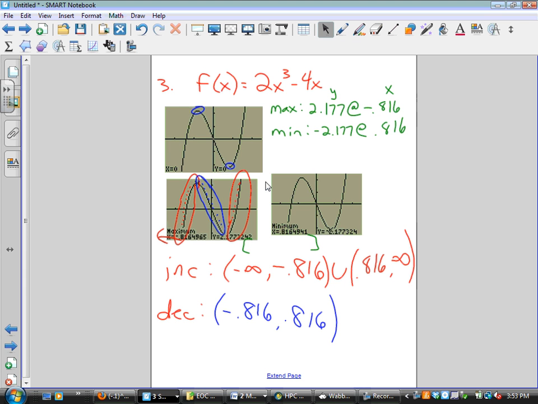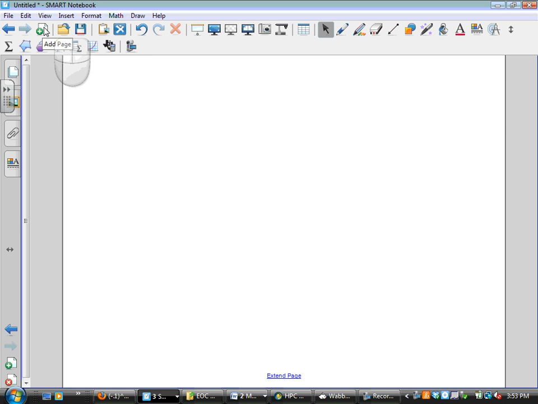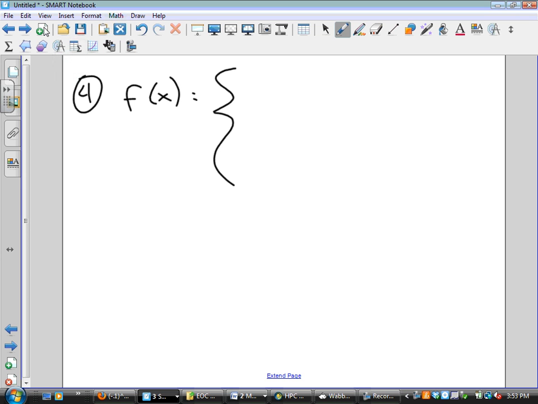Okay, number 4. Number 4 is a piecewise graphing question. And so it's a piecewise function because it's defined differently for different values of x. So when x is less than 3, we're going to use the function x plus 3. And when x is greater than or equal to 3, we're going to use the function negative x minus 2.